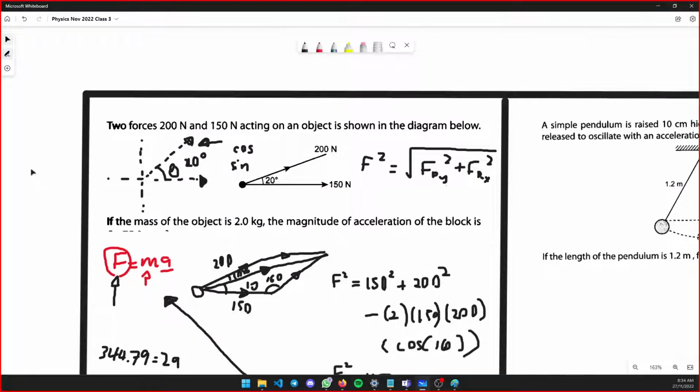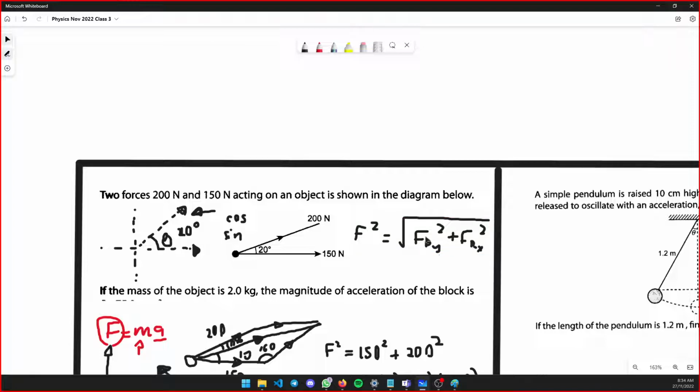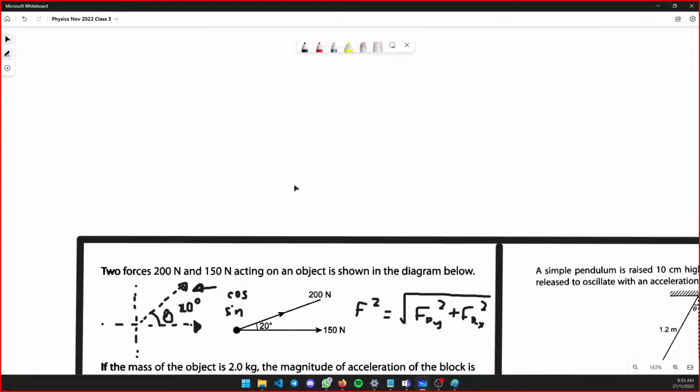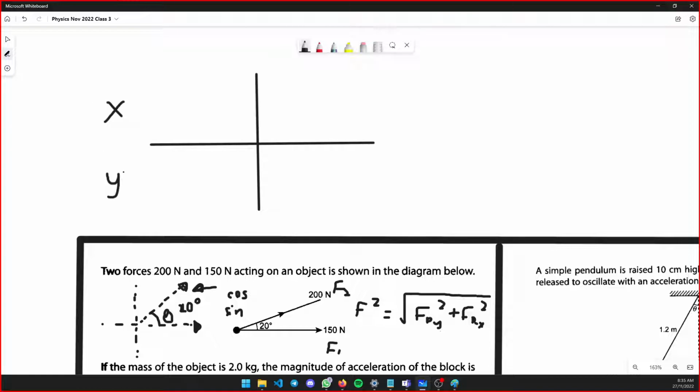Okay, so how about the other way, finding F squared using this method? Okay, can also. What do we do first? We have to make a table. Okay, let's make a table. I will label this as F1 and this as F2. This will be the x-axis and this will be the y-axis. So F1 does not have anything in its y component, so it'll be 0.